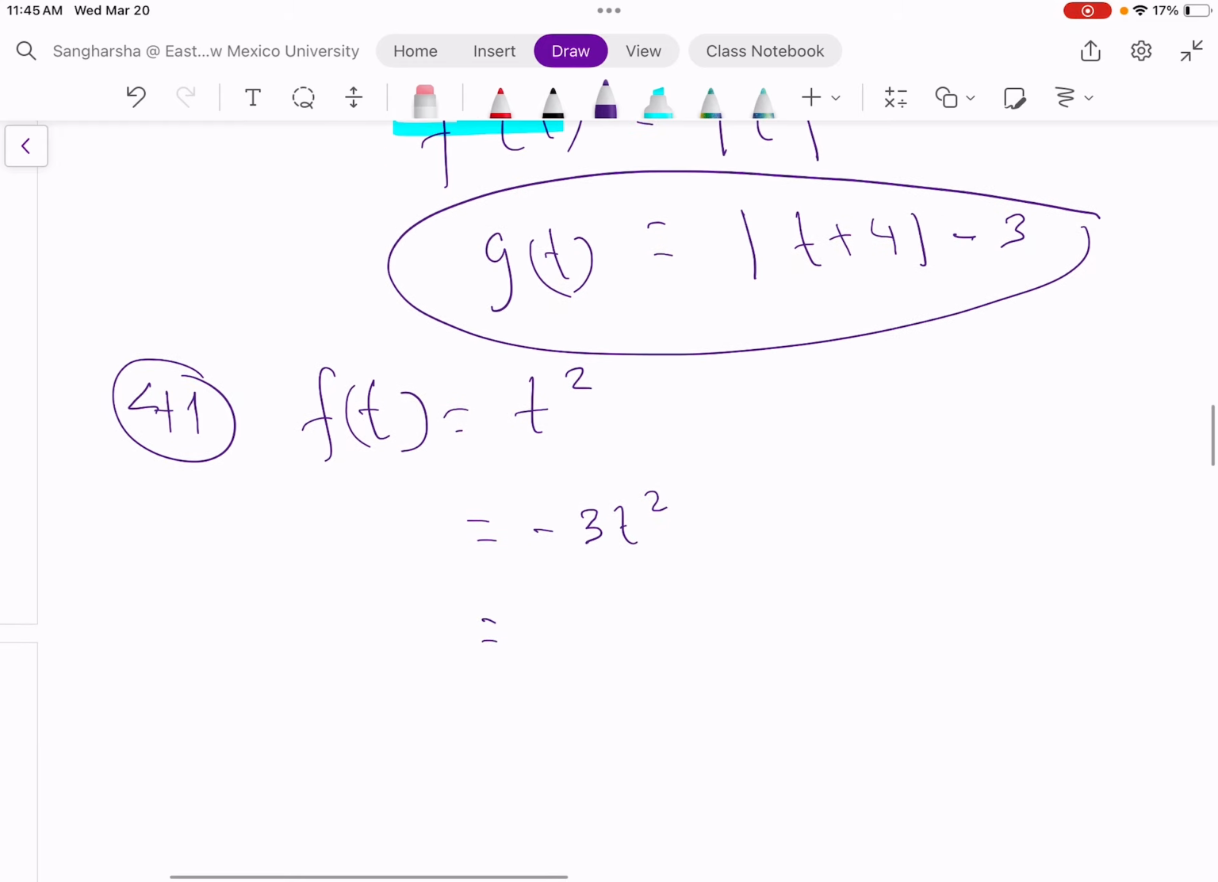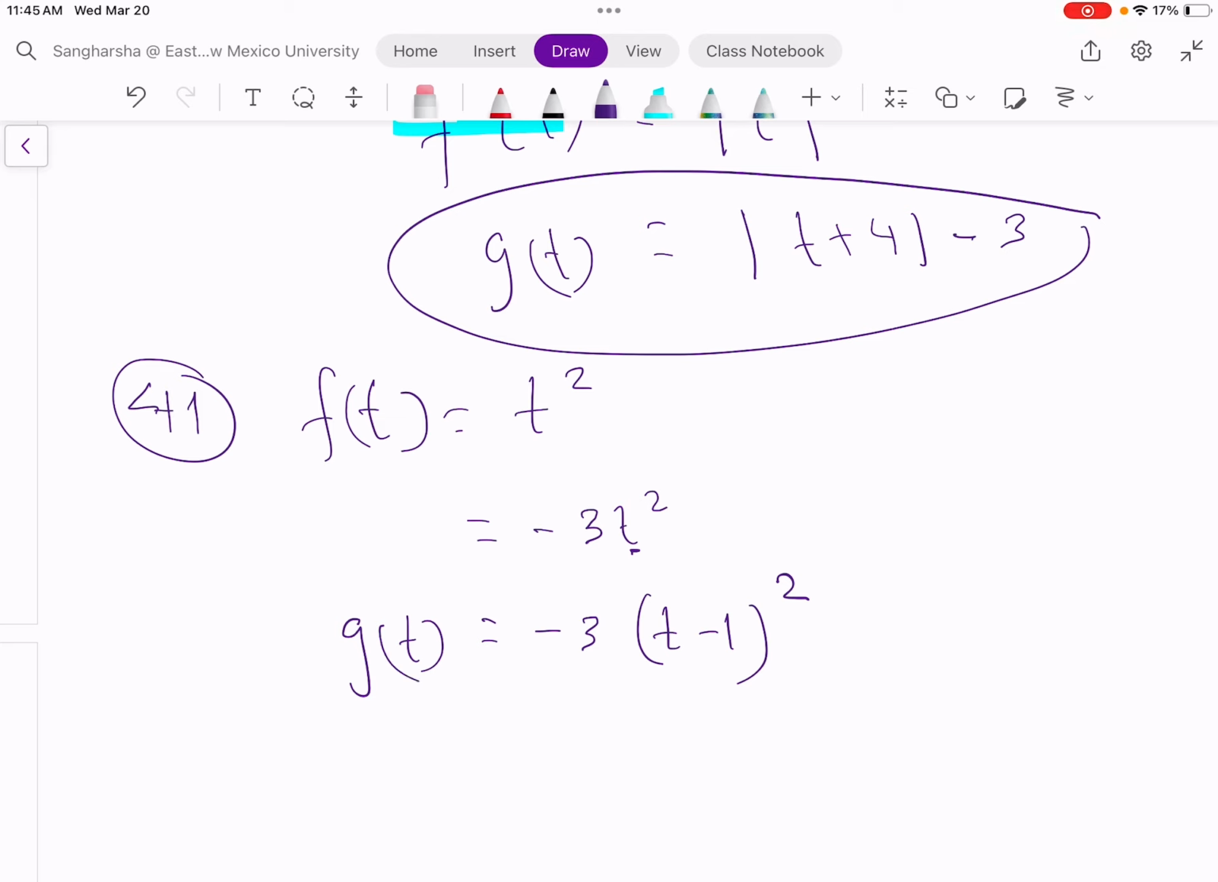What does that mean, moving right by 1 unit? Are we adding or replacing? It's replacing t by t minus 1 or t plus 1? Minus 1. So we have -3(t minus 1) squared. You just replace t by t minus 1, and everything remains the same. And this is our final g of t.